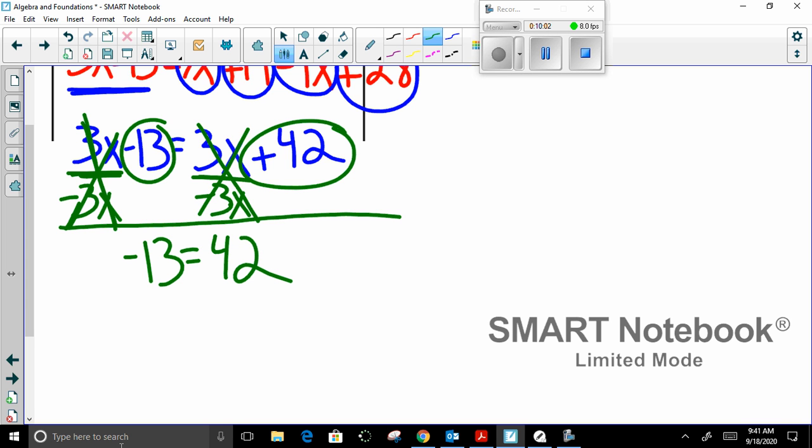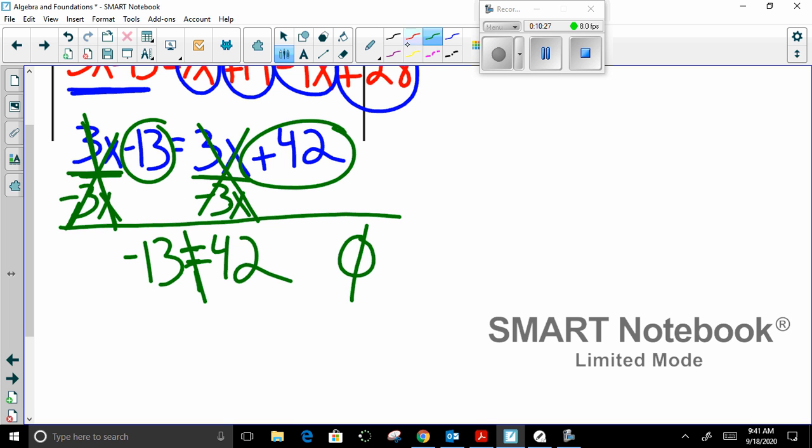When your variables disappear, two things can happen. It can either be a true statement or a false statement. Does negative 13 equal 42? It does not. Put the slash through the equal sign to show it doesn't equal. If it doesn't equal, your answer is no solution. There is no answer, no number that would satisfy this equation.